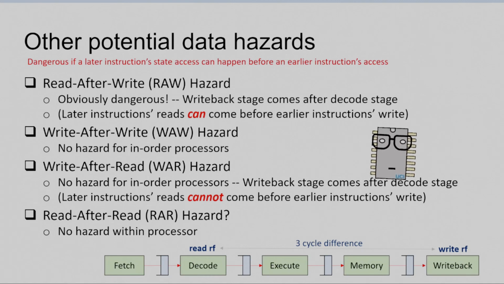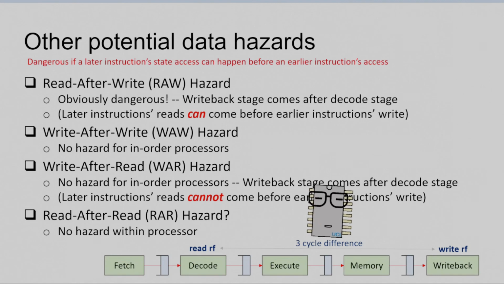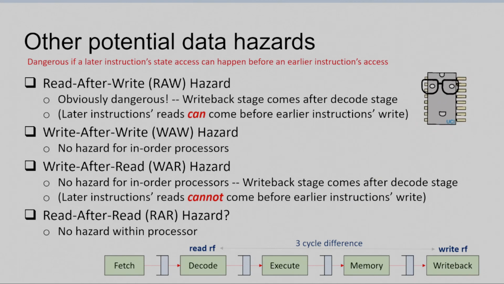The final combination is read after read hazards. And of course, because there are no state changes, reordering doesn't cause any issues. So there's no hazard. The bottom line is that out of all these 4 possible combinations, the only thing we have to worry about right now is read after write hazards.